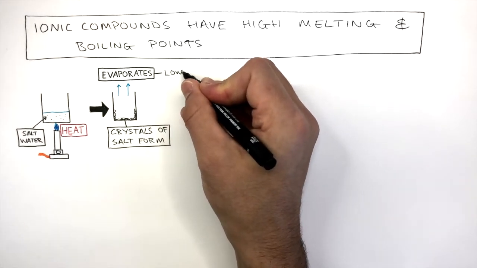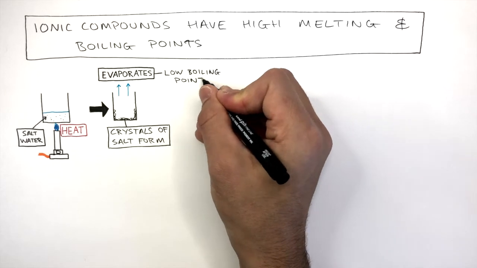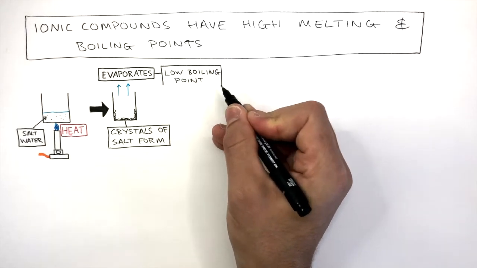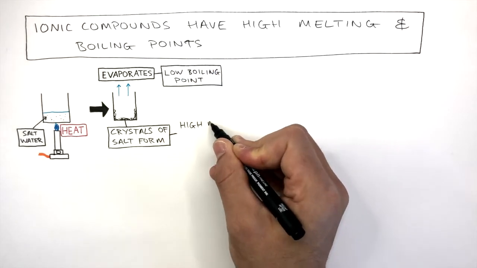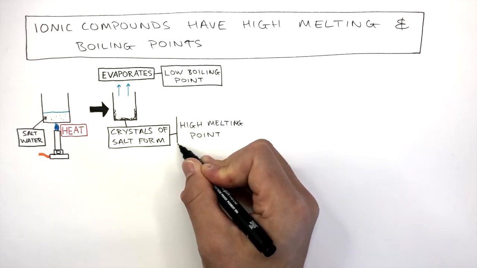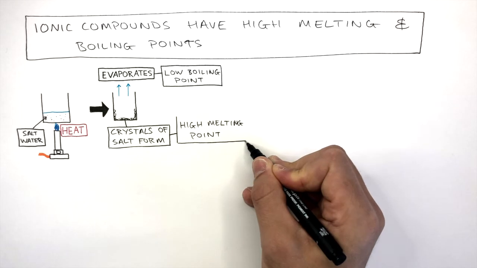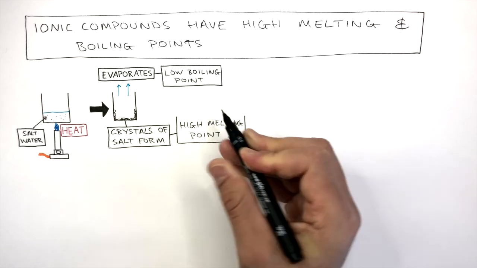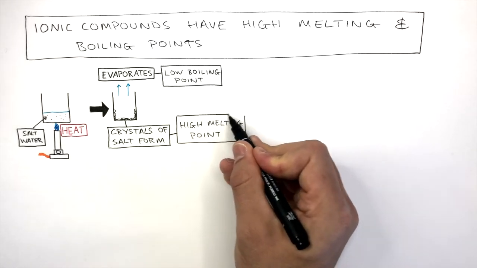The water has a low boiling point of 100 degrees C, so evaporates very easily. Whereas the ionic compound has a high melting point, it requires a lot more energy to break the strong ionic bonds between the oppositely charged ions that make up the ionic compound.